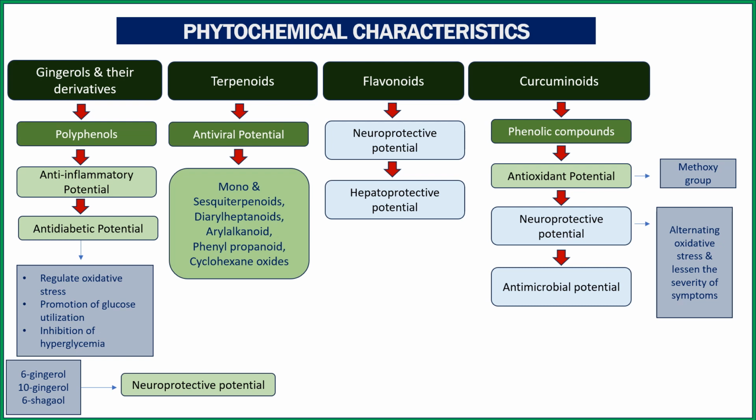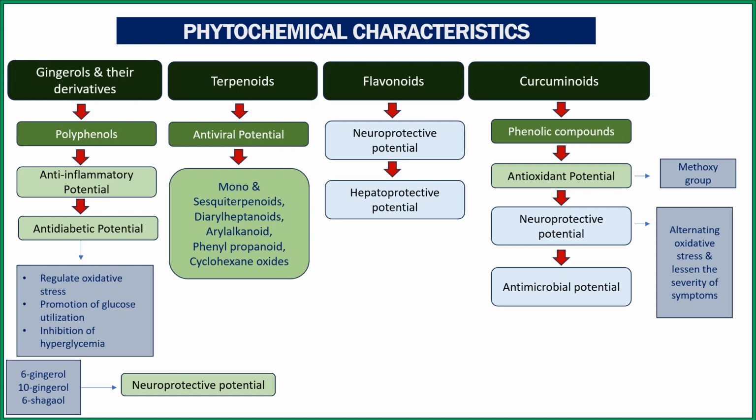Again, terpenoids are responsible for the antiviral activity. Some of the reported compounds include mono and sesquiterpenoids, diarylheptanoids, arylalkanoids, phenylpropanoids, and cyclohexane oxide. These are types of terpenoids responsible for the antiviral activity. Again, there is the presence of flavonoids. So what do these flavonoids do? They act as a neuroprotective agent as well as a hepatoprotective agent.